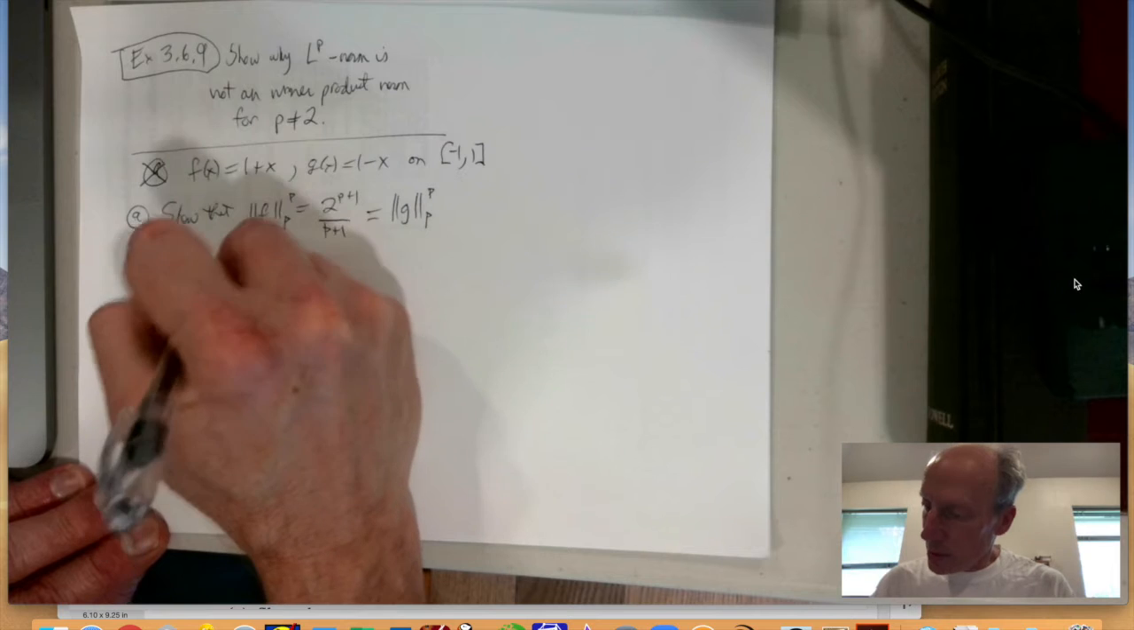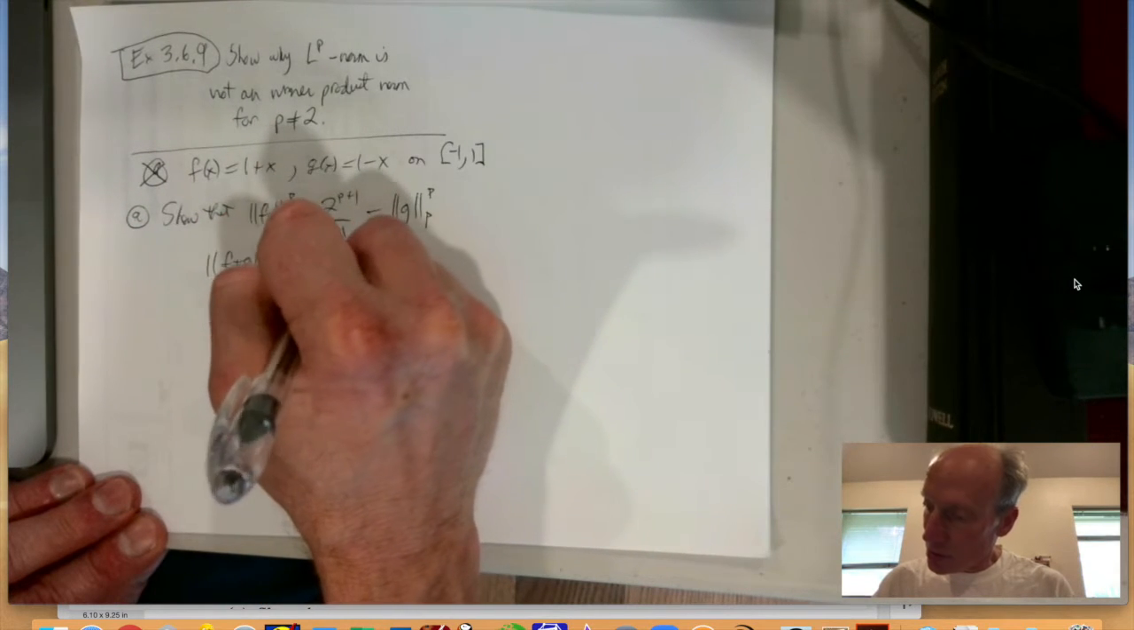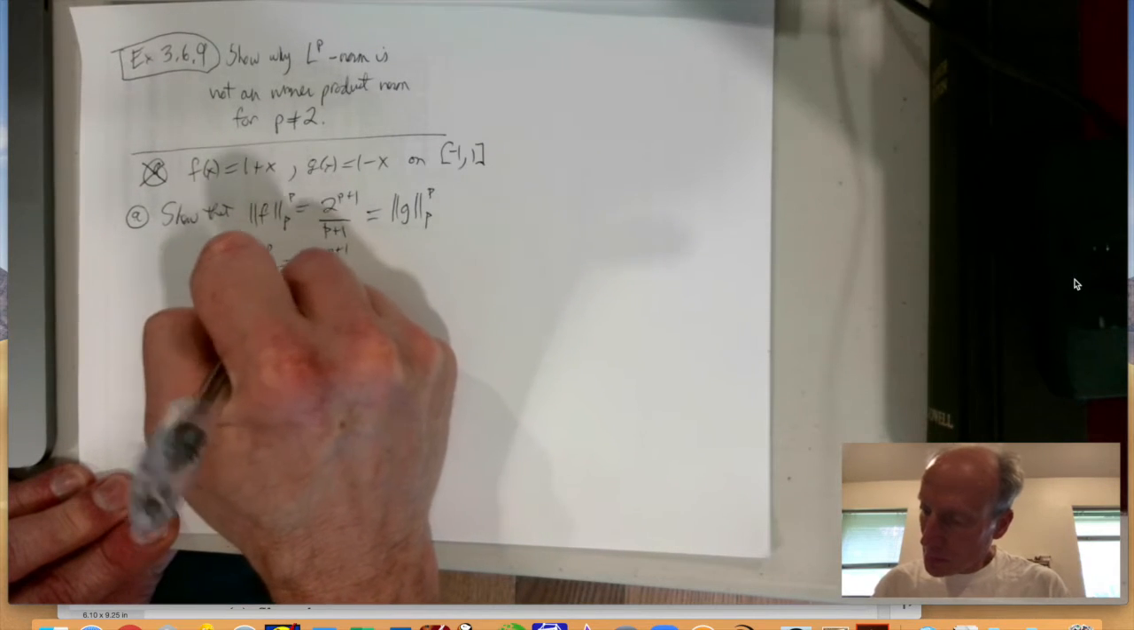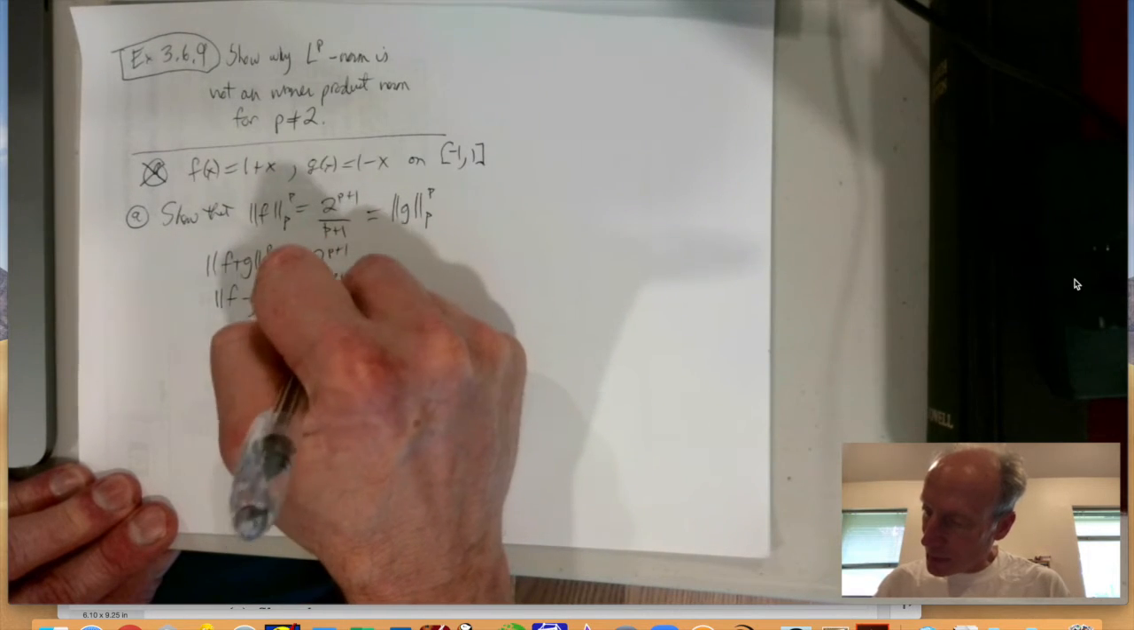And if we add them together, we get 2 to the p plus 1. If we subtract them, we get 2 to the p plus 1 divided by p plus 1.